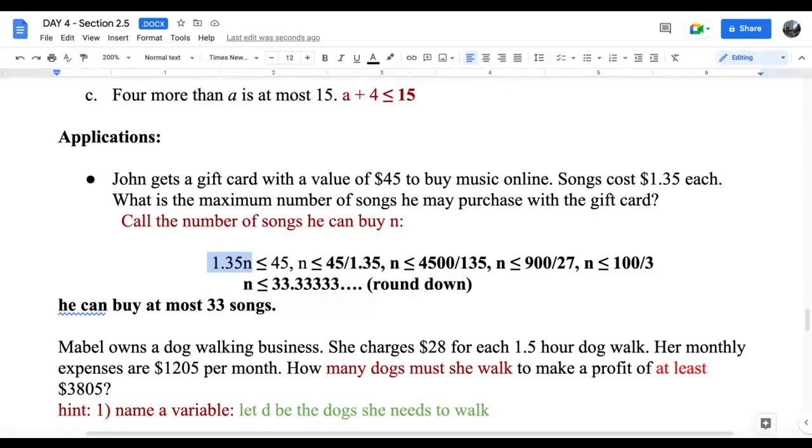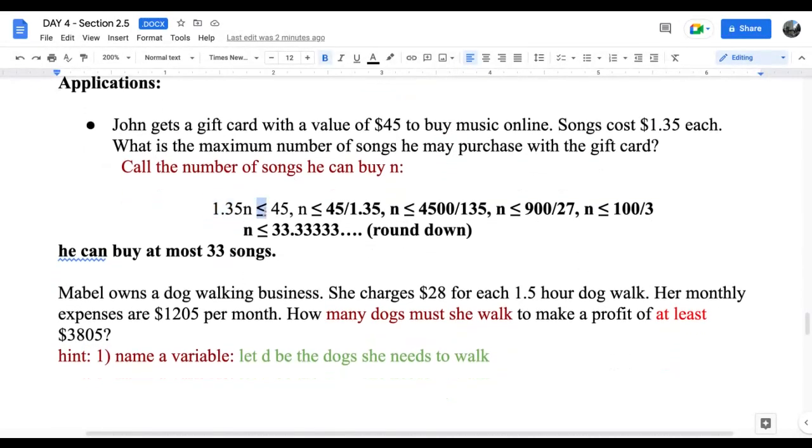But this cost cannot be more than 45, which means at the most 45. It can be exactly equal to $45, that's okay. Or it can be less than $45, right? He just cannot spend more than $45. So that means less than or equal to 45. So we just divide both sides by 1.35, right? So n is less than or equal to 45 divided by 1.35.